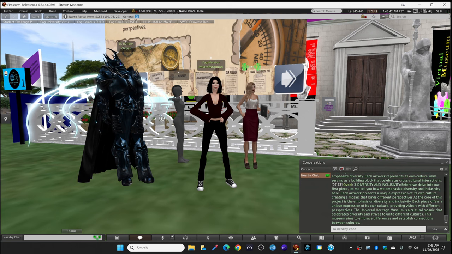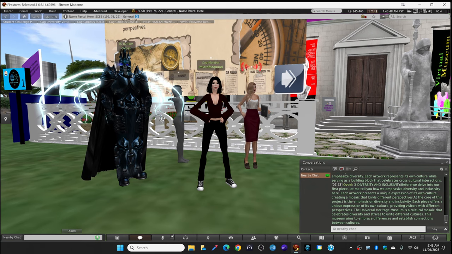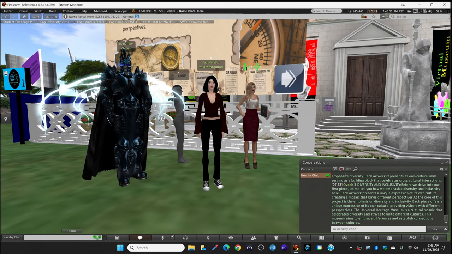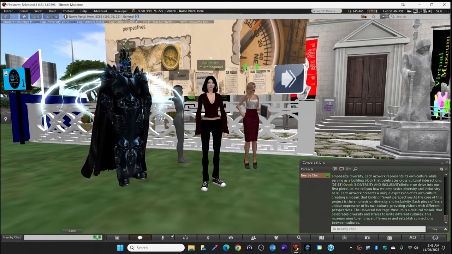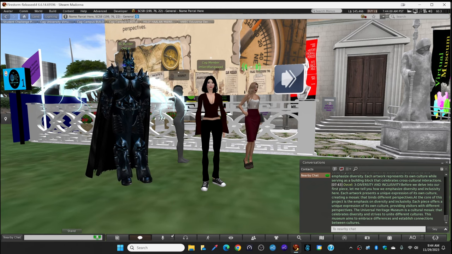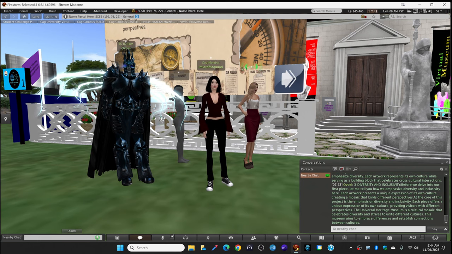Before we delve into our first piece, let me tell you how we emphasize diversity and inclusivity here. Each artwork presents a unique expression of its own culture, creating a mosaic that brings different perspectives. At the core of this project is the emphasis on diversity and inclusivity. The Universal Heritage Museum is a cultural mosaic that celebrates diversity and strives to unite different cultures. This museum aims to embrace differences and establish connections between cultures.